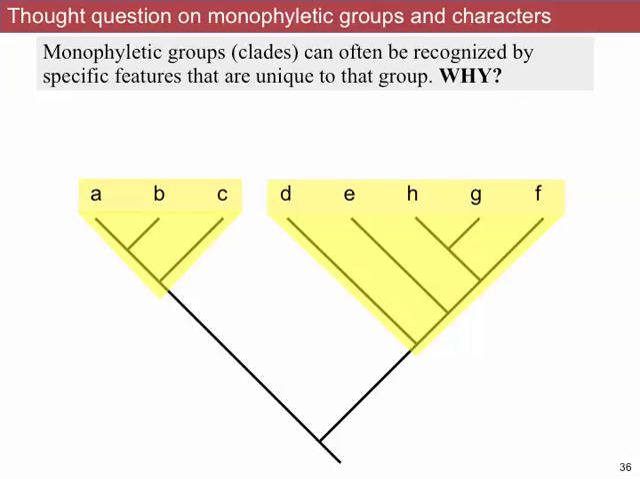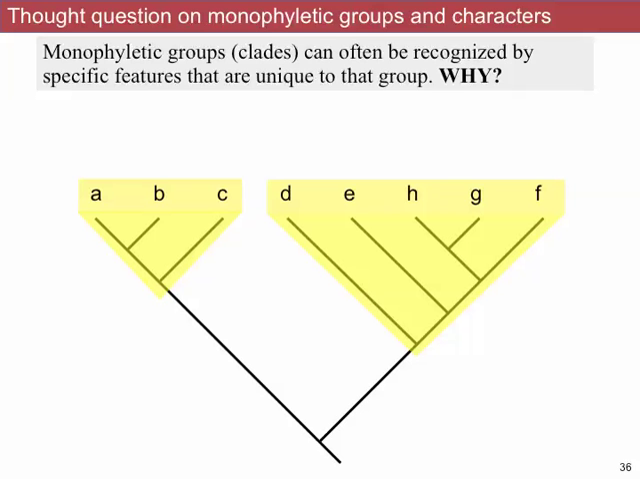So for monophyletic groups, which we talked about in the previous lecture, one of the reasons that we're interested in monophyletic groups is that they share features in common with each other to the exclusion of other groups of organisms. And that's one of the reasons to identify monophyletic groups to study. The reason that they share features with each other to the exclusion of other organisms is that a monophyletic group, let's say A, B, and C, have a branch leading up to the common ancestor of that group, and no other organisms are derived from that branch.